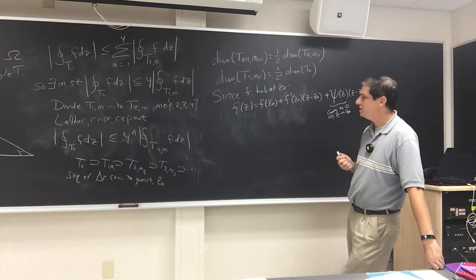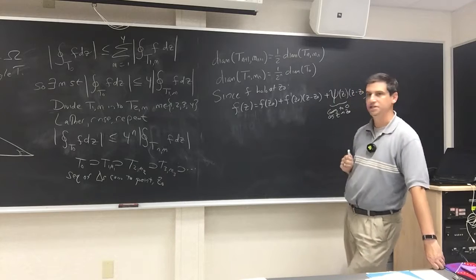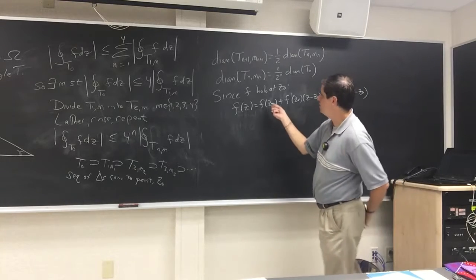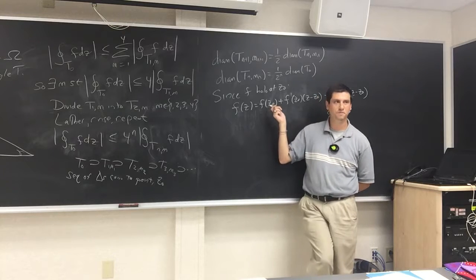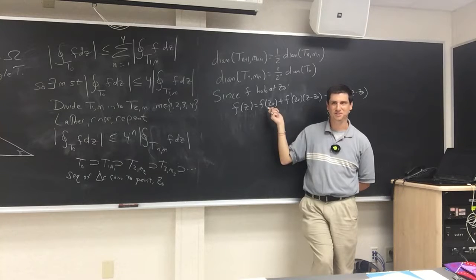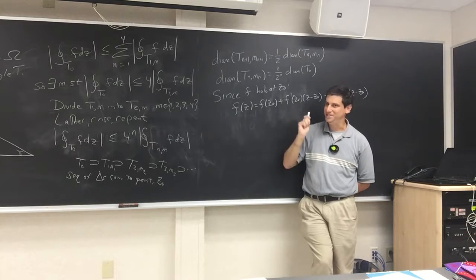Okay, so if I want to integrate my function f over a small triangle, it's the same as integrating these three functions. This function is very easy to integrate along a triangle. Why is this function easy to integrate along a triangle? It's constant. What's the integral of this function along the boundary of the triangle? Perimeter times 0. It's 0.